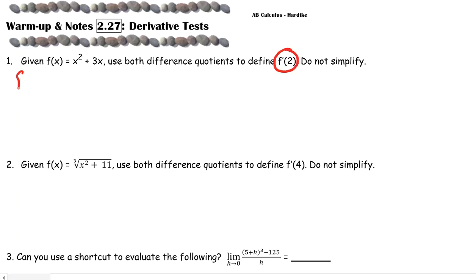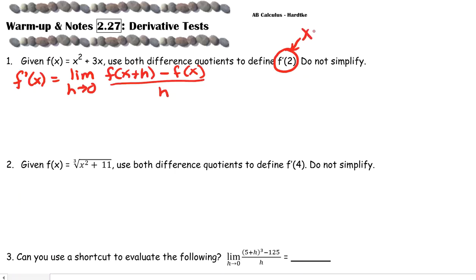So first, let's use our definition, the limit as h goes to 0 of f of x plus h minus f of x all over h. And here notice that we are letting x become 2. So everywhere in that definition where we see an x, we're now going to make it a 2. So let's take a little detour here. This is going to become an f of 2.